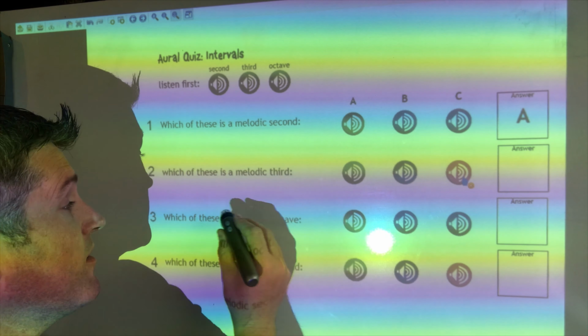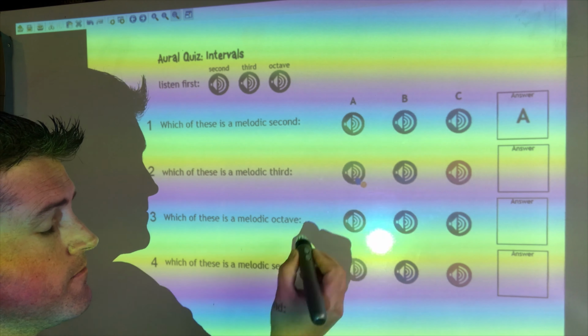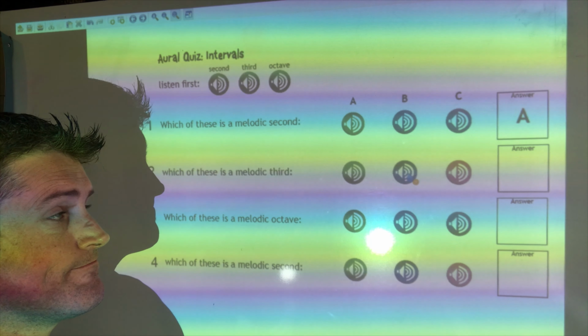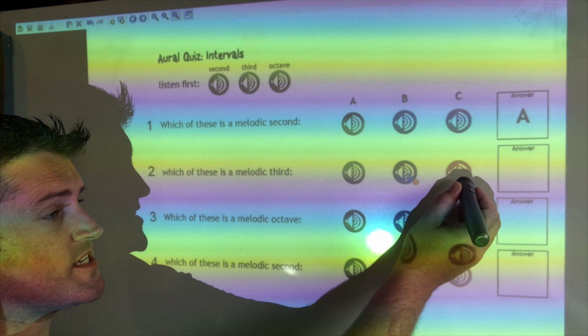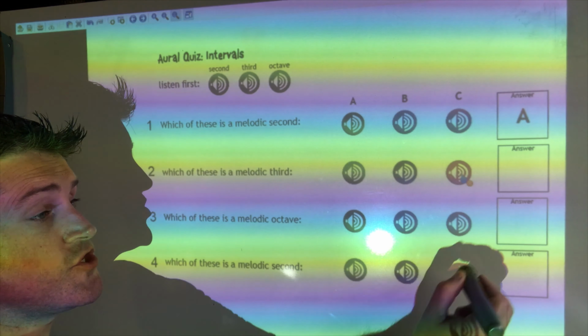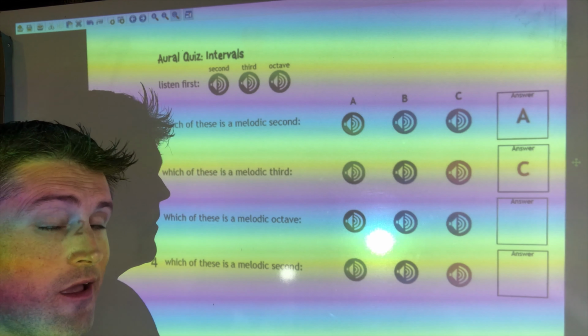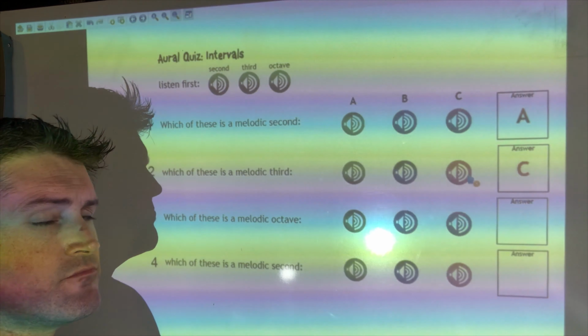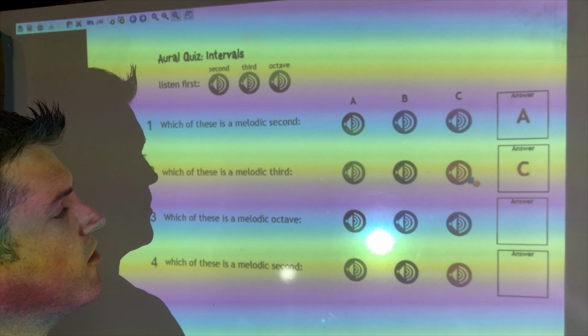Here's one more playing. Melodic third A. B. Or C. Now if you chose C, you'd be 100% correct. So we've got a melodic third there that's going on to that one.